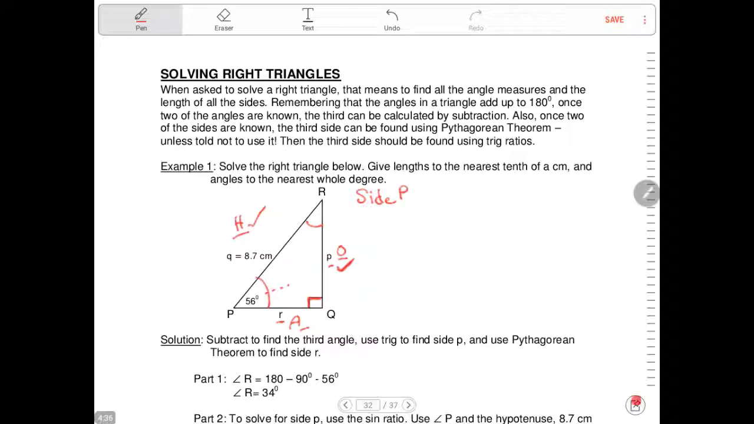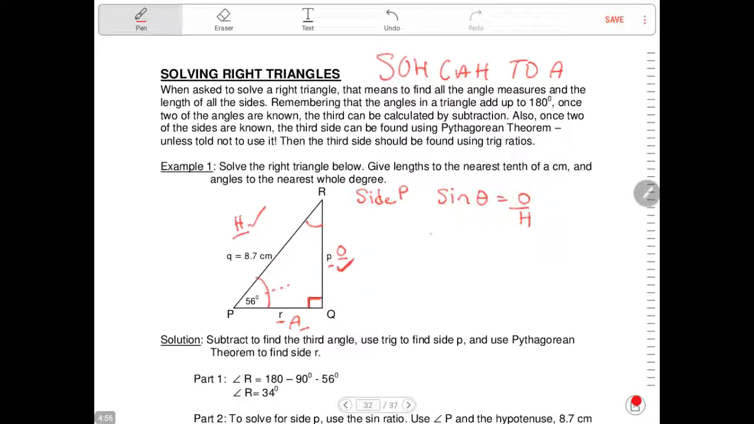Now, this is why you write down SOHCAHTOA. You see, I just put check marks next to O and H. Which ratio uses O and H? Well, that's sine. So sine of the angle is O over H.